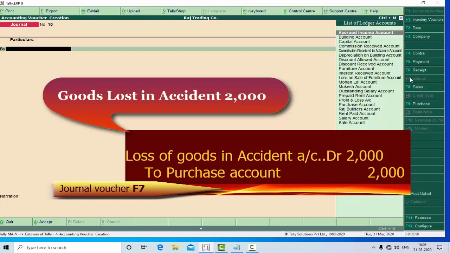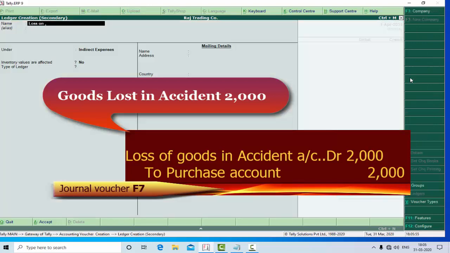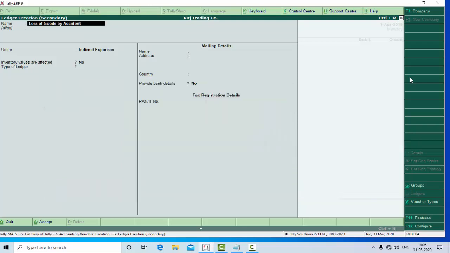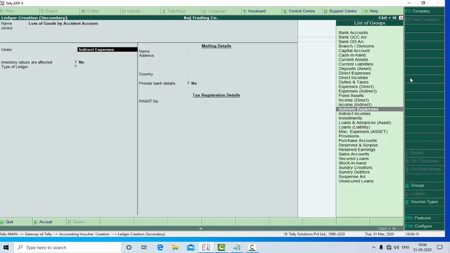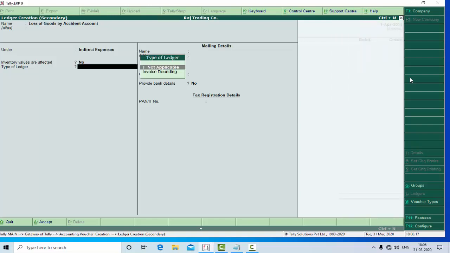Use the F7 shortcut key, record the entry, and create the account of loss of goods. Type loss of goods by accident. So the reason will be mentioned with the account name. If loss by accident, mention loss by accident, and if loss by fire, mention loss by fire. So under the indirect expense, that account will be created. All loss accounts which are related to our expenses are covered under the indirect expenses account.